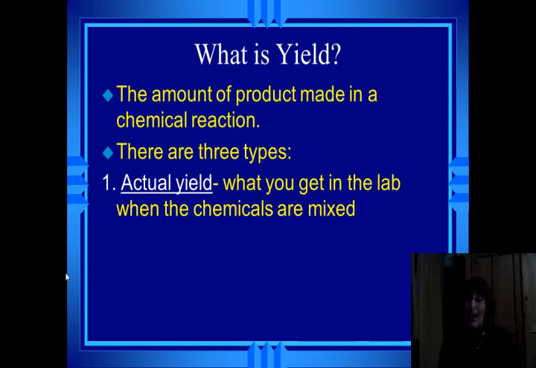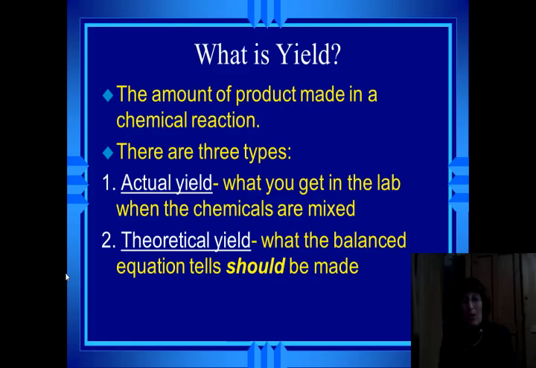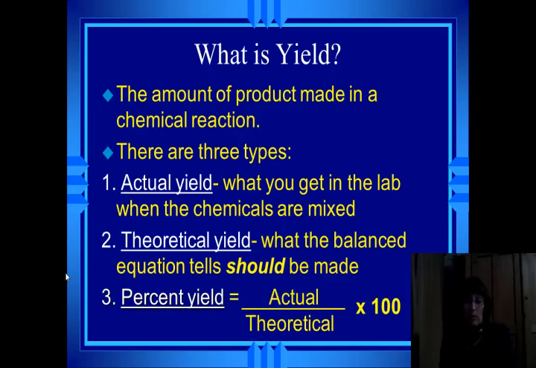You can have your actual yield, and this is what you get in the lab. A lot of times this is called the lab yield. It's what happens in the real world when you're back in the lab, how much stuff was produced. You also have the theoretical or calculated yield. This is what the balanced equation tells you, what you should have. And then the other yield that you're talking about is your percent yield.